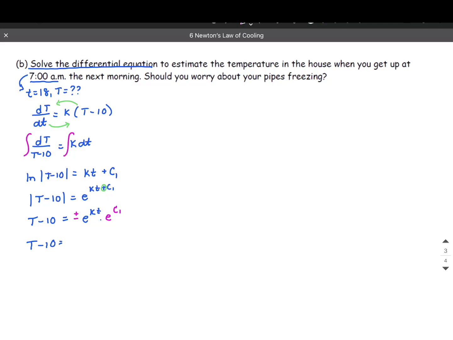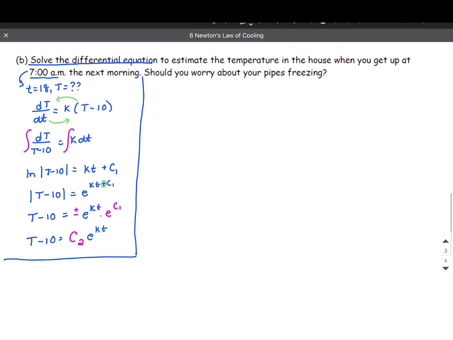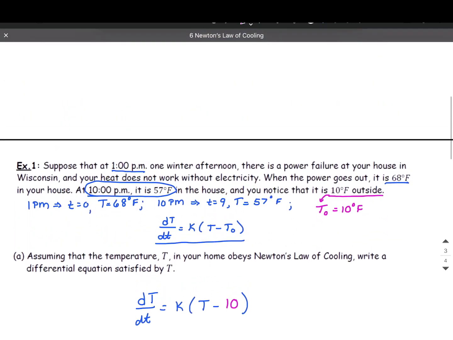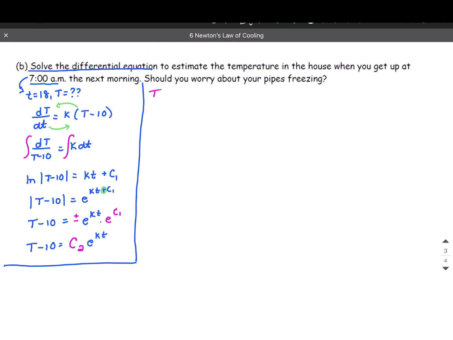But we know that plus or minus e to the c1 is just another constant, which we'll call c2, and we have times e to the kt. Okay, so we've substituted in. Now, the next thing we're going to do is use one of those initial points that they gave us. They told us that at time 0, the temperature is 68 degrees. So we're going to do T of 0 equals 68, and substitute in.